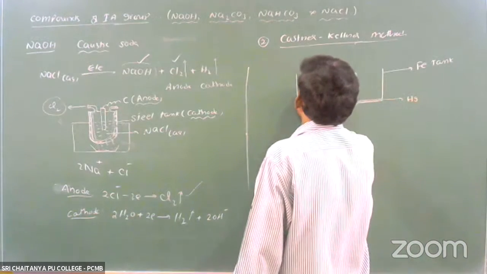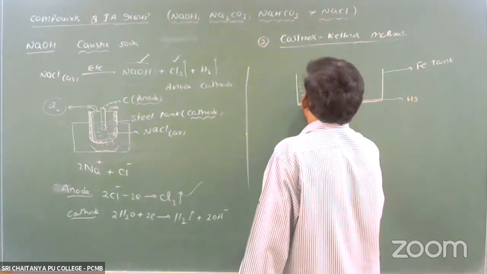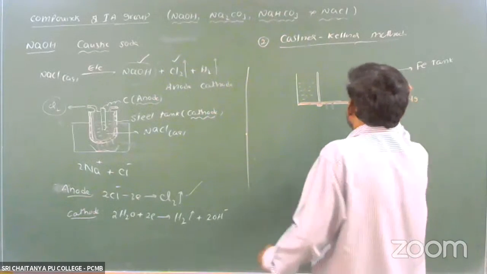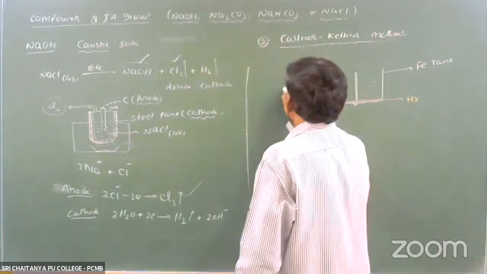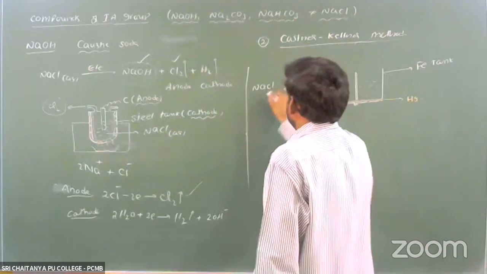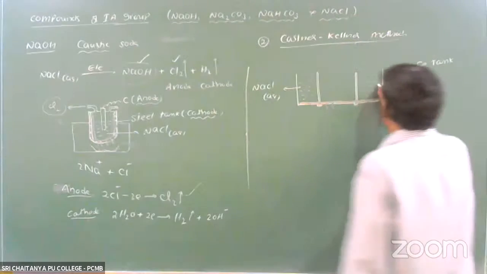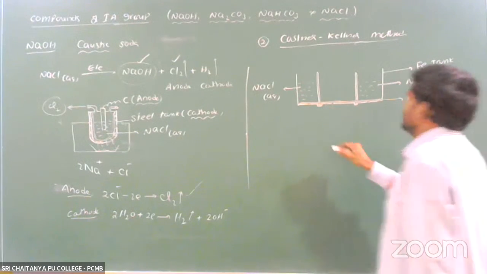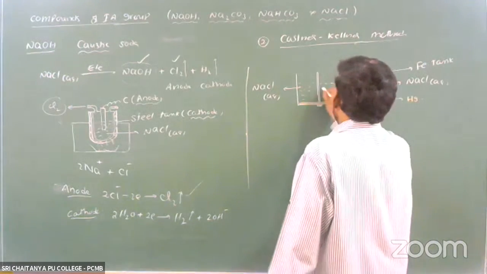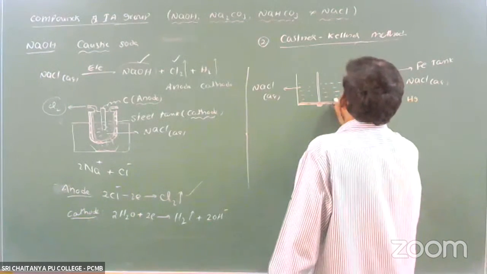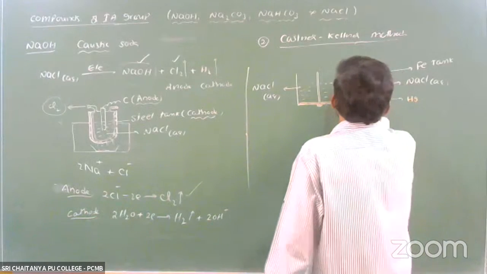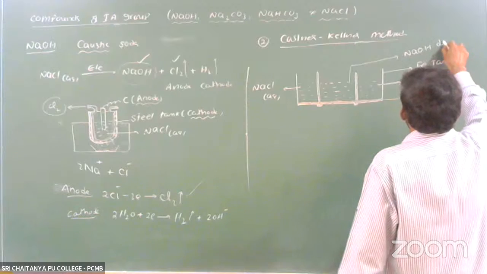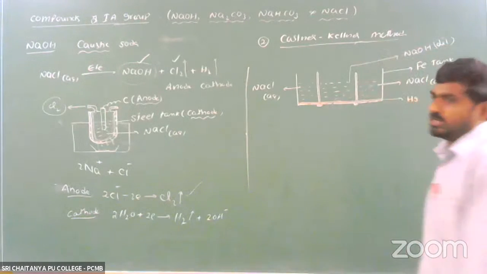In the side compartments, sodium chloride aqueous solution is taken. So what is the electrolyte in the side compartments? Aqueous sodium chloride. Next, the middle compartment. Very dilute sodium hydroxide is taken in the middle compartment.